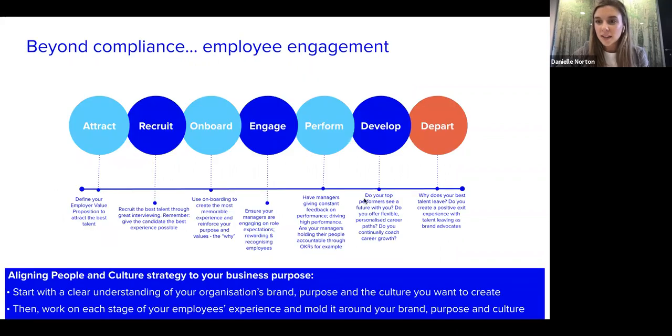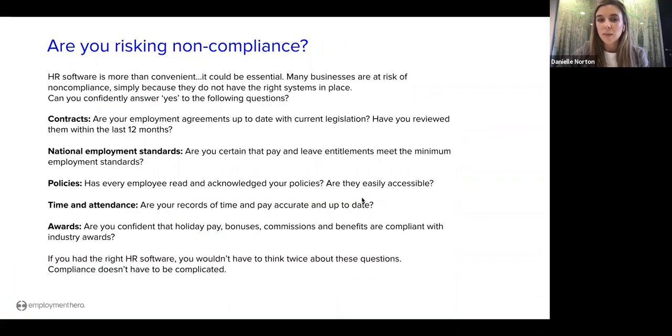And so within the compliance piece, what we're aiming to do is make sure that with the software, you don't have to question these things, right? Making sure you're automatically on top of this and making your lives a little bit easier.